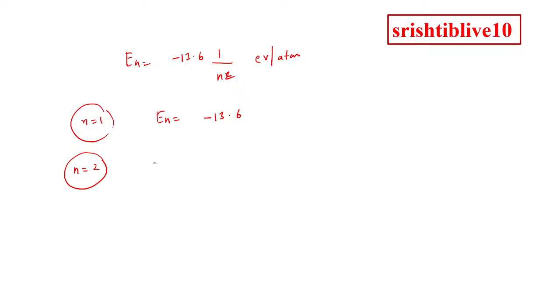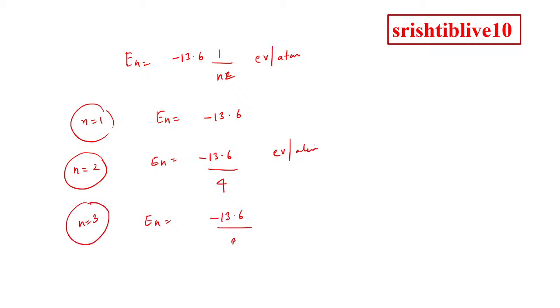So now what is the energy expression? The energy expression is minus 13.6 times 1 by n square electron volt per atom. When n is equal to 1, the energy is already given in the question, that is minus 13.6. What can I say when n is equal to 2? Energy is going to be minus 13.6 divided by n square. n is 2, so it's going to be 4. Yes or no? This is one possible energy. Then for n equal to 3, the value is minus 13.6 divided by 9. Yes or no? This is how we can solve the problem.